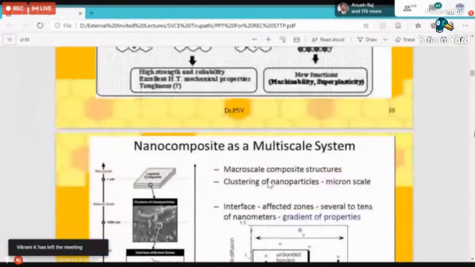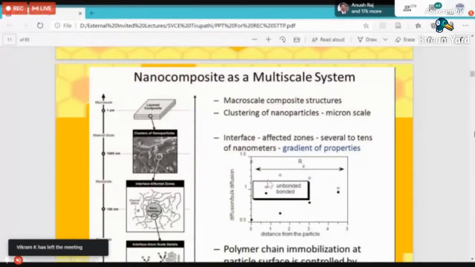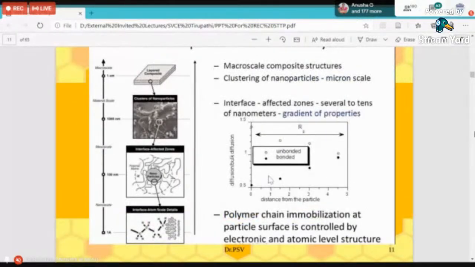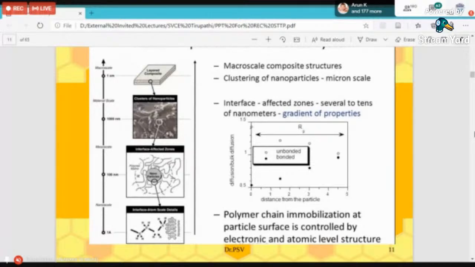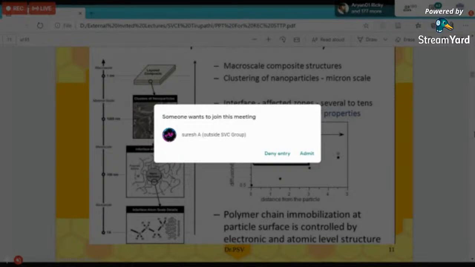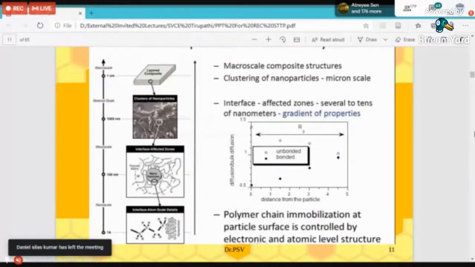Now, come to the nanocomposite as a multi-scale system. What are the different scales being used as far as the nanoparticle is concerned? We have macro scale, as we were talking about the scale of the nanoparticles, and the clustering of the nanoparticles will bring it to the micro scale. If the particles are clustered enough, and you take out one particle and measure its geometry, it will have a micro level geometry. Micro level particles have the quality of agglomerating: they attract each other, combine, and cluster together.